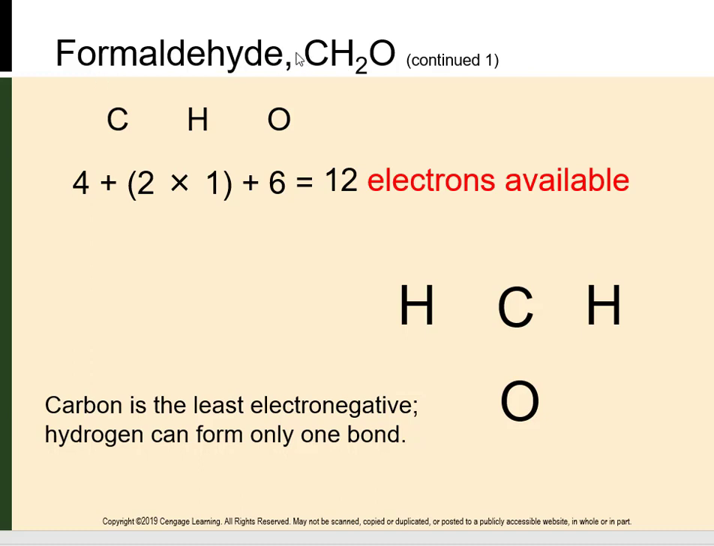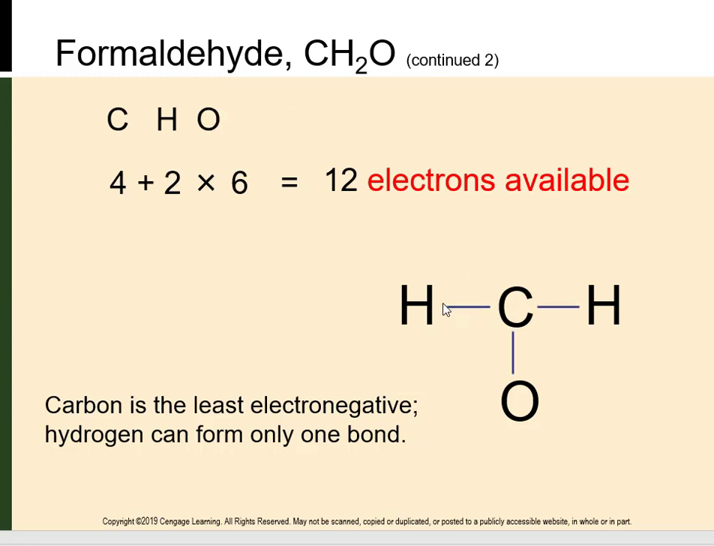How about another example here? Formaldehyde, CH2O. So we have 1 carbon, 2 H's, and an O. There's going to be 12 electrons available. And again, remember, everybody wants to have an octet except for these H's. Carbon is the least electronegative, and we know that hydrogen can only form 1 bond, so we've got carbon in the middle here. It's going to bond with those 2 H's and that O, so that takes 2, 4, 6 electrons. By placing those 3 bonds, now we have 6 available.